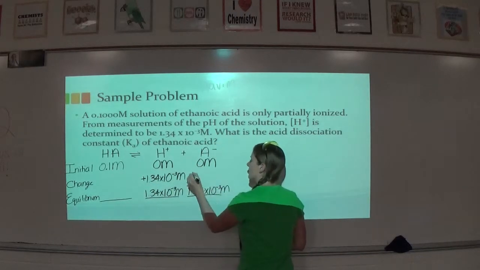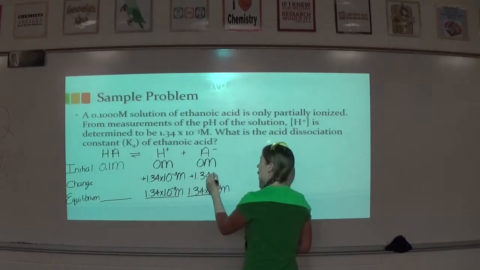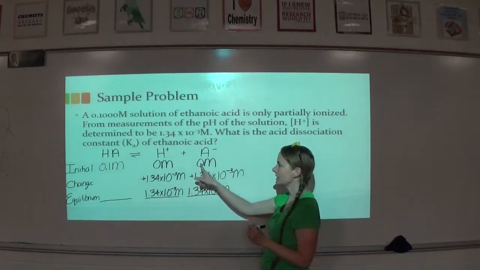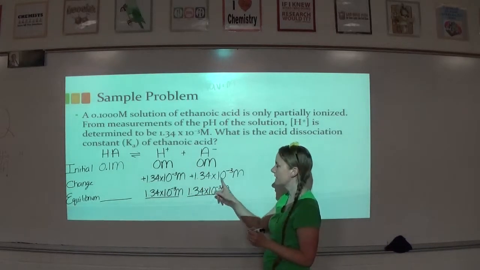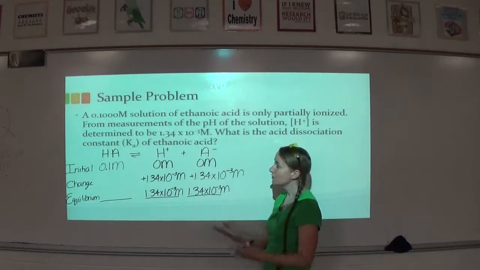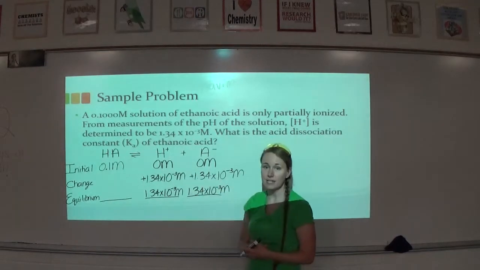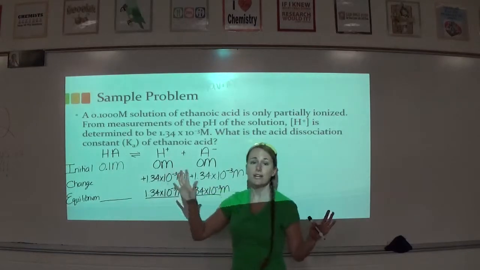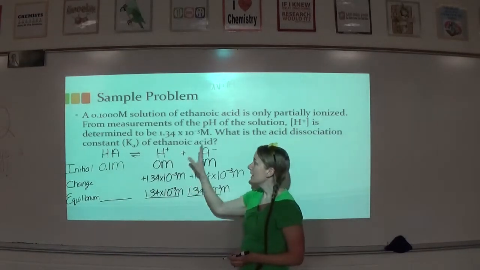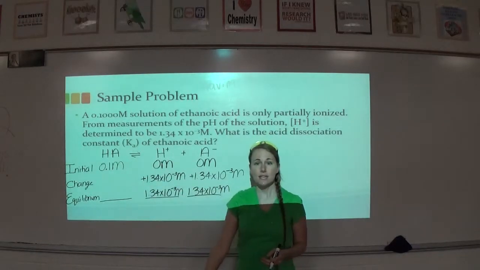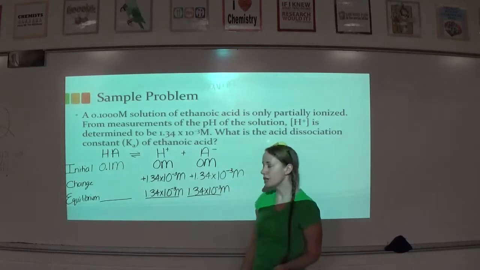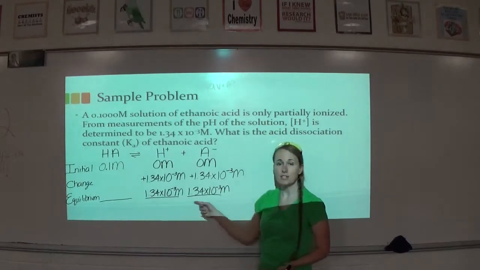And the same thing happens for A minus. Because when you're using an ICE chart, you're following down your column. So see how 0 plus 1.3 times 10 to the negative 3 equals 1.34 times 10 to the negative 3? Now, every time we make an H and an A minus, we have to destroy an HA because it has to break apart. So if I make an H and an A, I lost an HA. If I make 2 H's and 2 A's, I lost 2 HA's. Well, I made this many H's and A's.